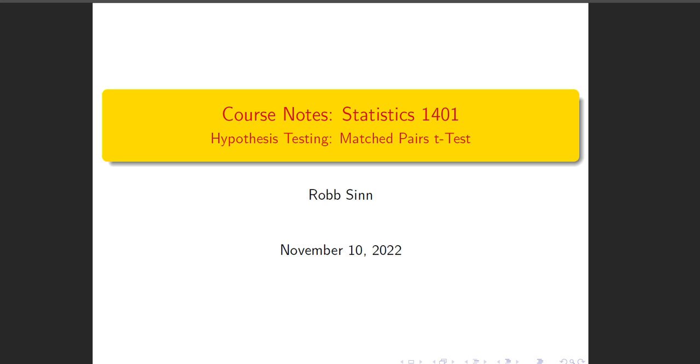Okay, we're going to be talking about the matched pairs t-test. All right, so we're still doing hypothesis testing. This is the last t-test actually that we're going to be looking at how to run.